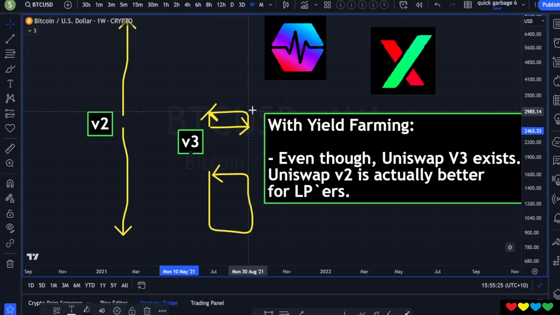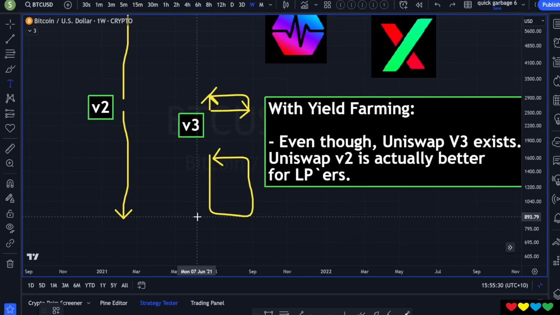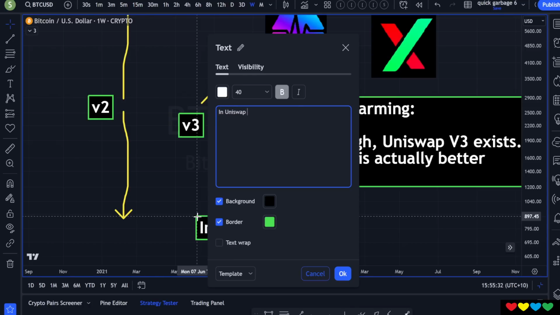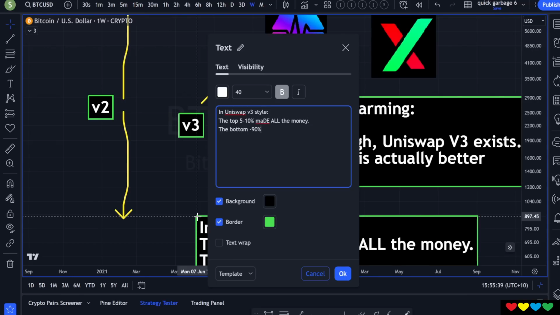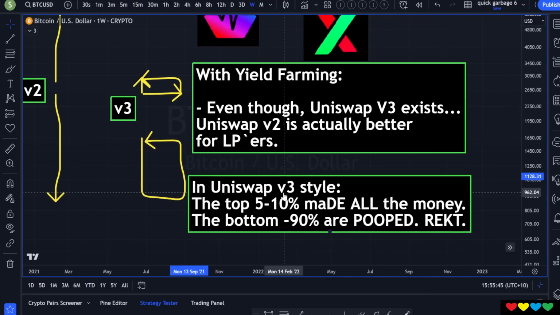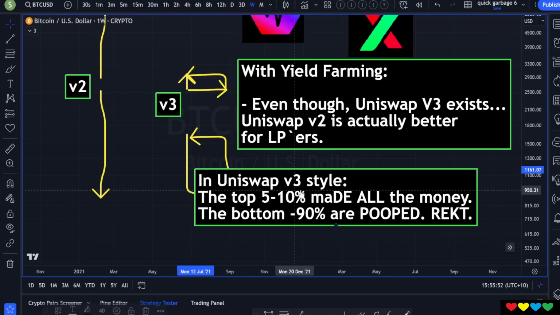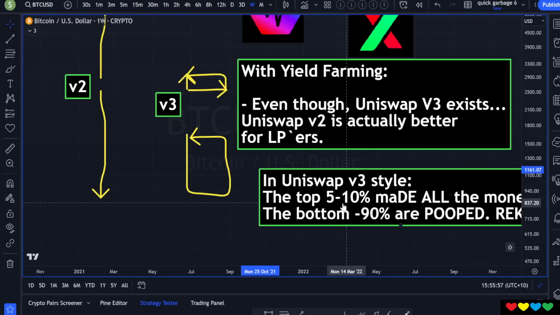Now, in V3, you know who makes the money? It becomes just like trading. In Uniswap V3 style, the top 5 to 10% made all the money. The bottom 90% are wrecked. This is the truth, okay? I'm not making this up. It's just like leverage trading. It's just like trading itself. Over time, the top 5 to 10% on the pyramid make it, but the bottom 90% end up getting wrecked.